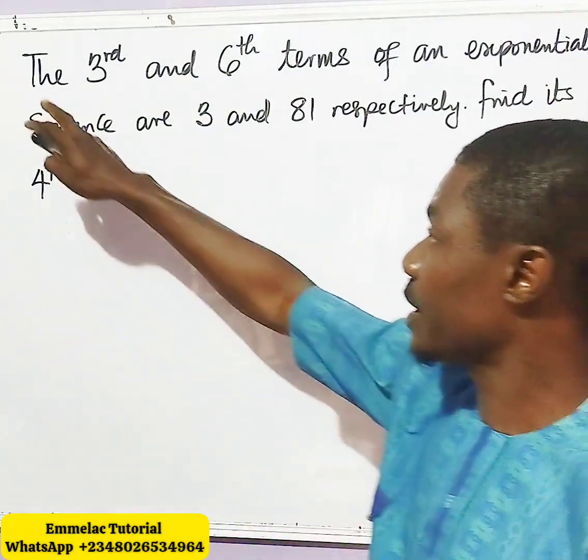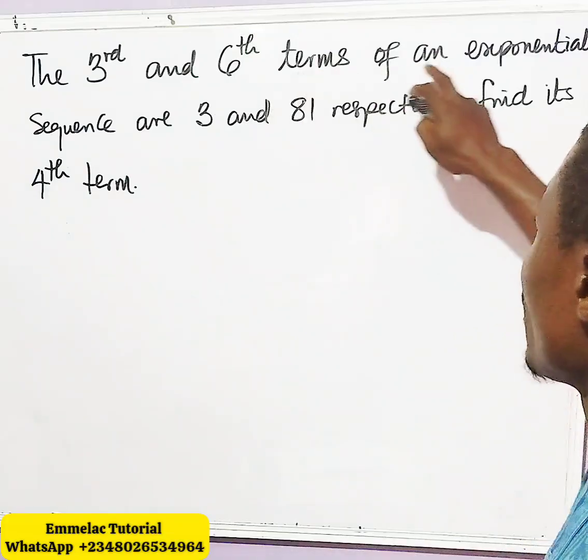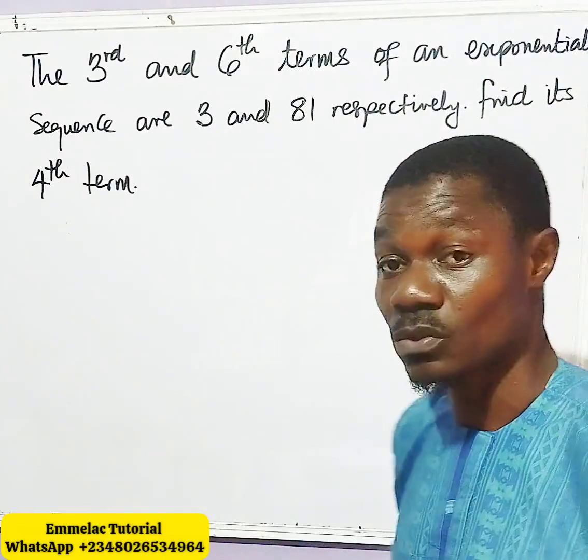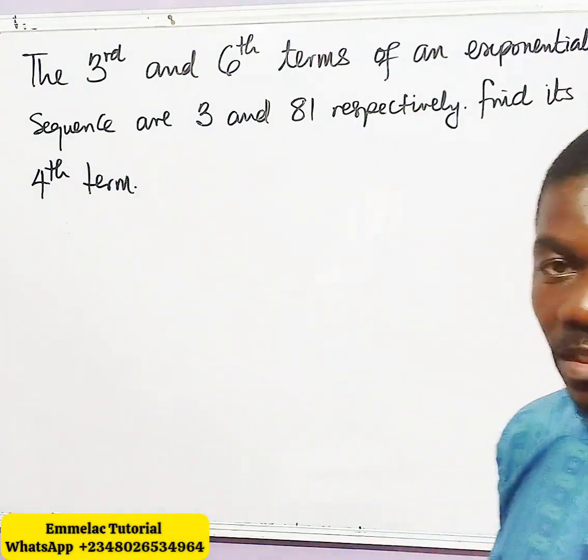The question reads: the third and the sixth term of an exponential sequence are 3 and 81 respectively, and we are told to find the fourth term.